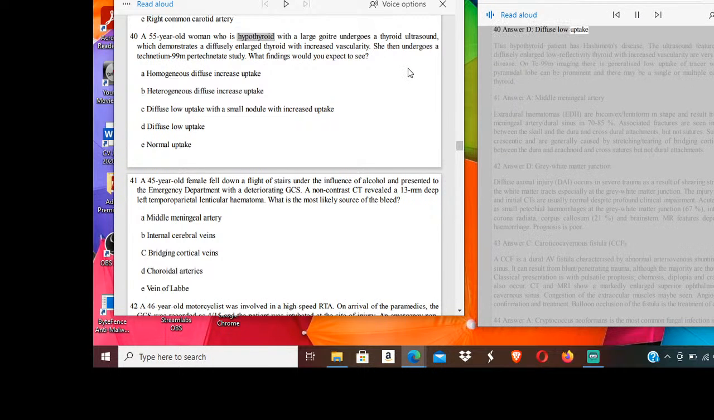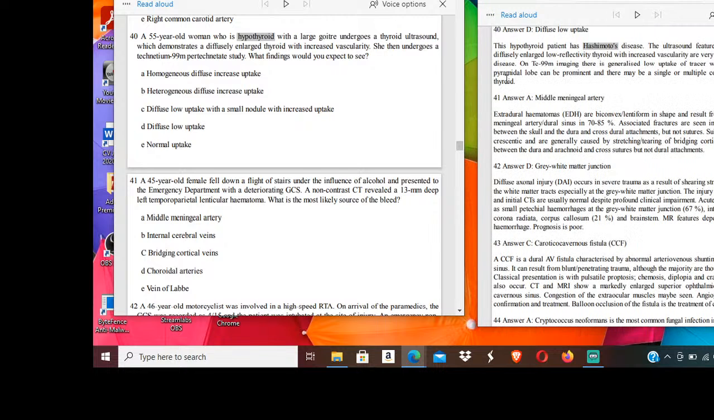Answer D, diffuse low uptake. This hypothyroid patient has Hashimoto's.